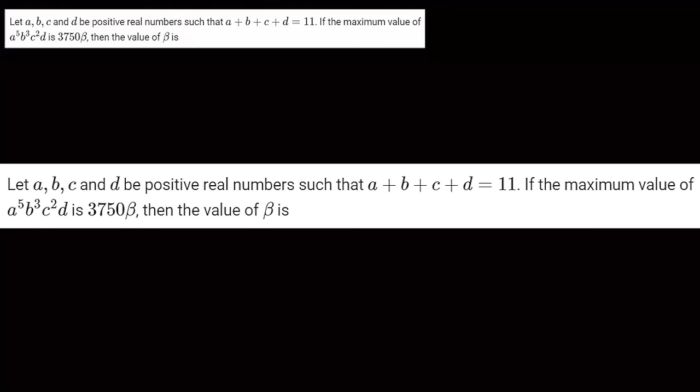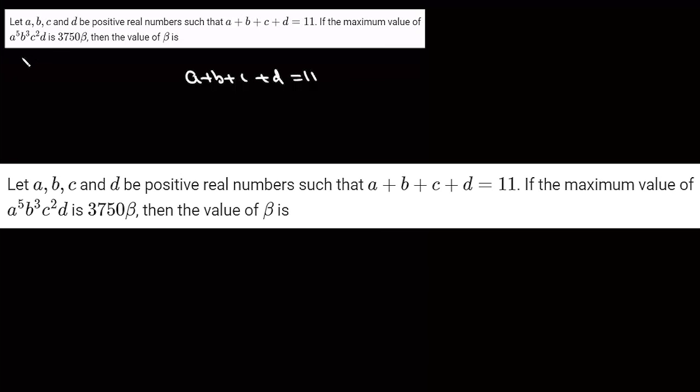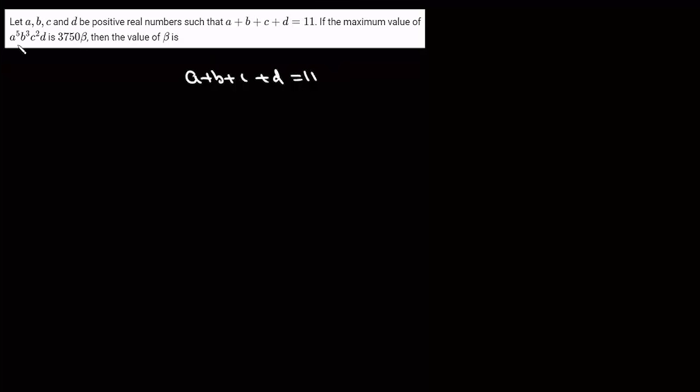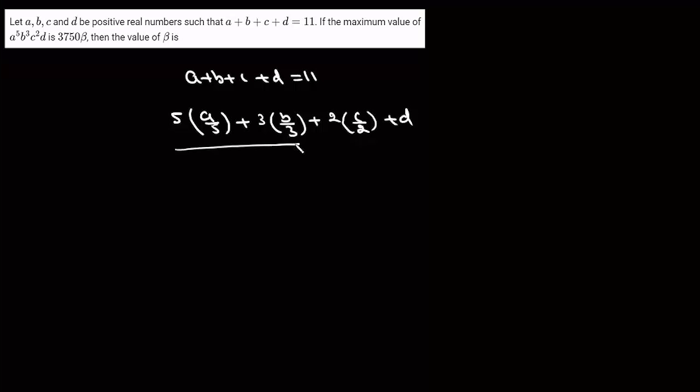Now here the question is: let A, B, C, D be positive real numbers such that A plus B plus C plus D is equal to 11. If the maximum value of a to the power 5, b cube, c square, d is 3750 beta, then the value of beta is. Now what we'll do is, since we need a to the power 5, we can write this as 5 into a by 5. For b cube, we'll write 3 into b by 3, plus 2 into c by 2, plus d, and we'll take their weighted arithmetic mean.